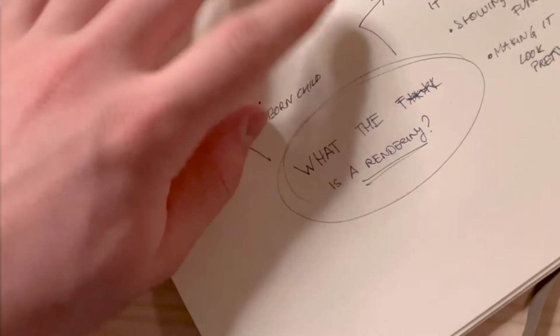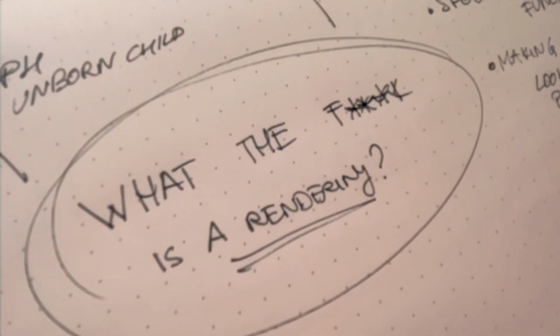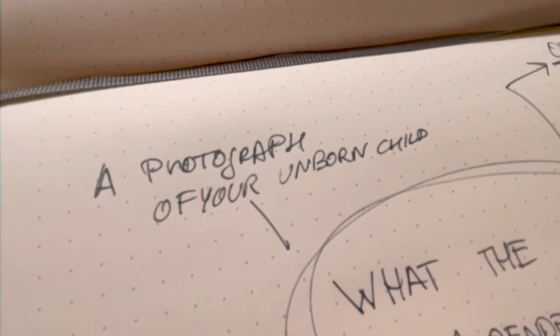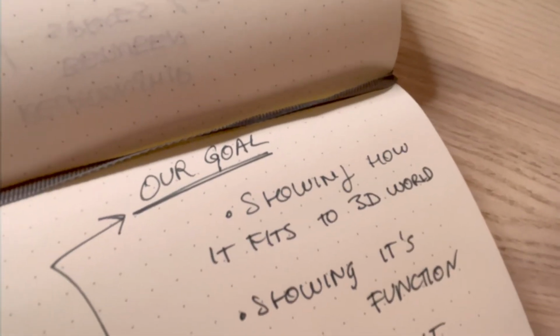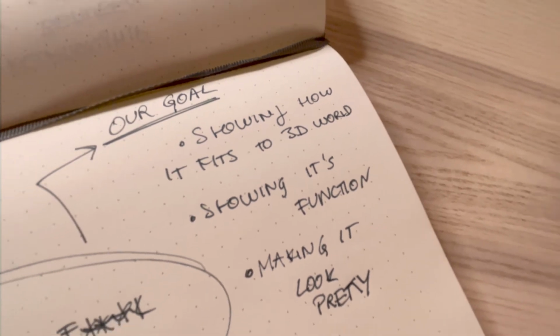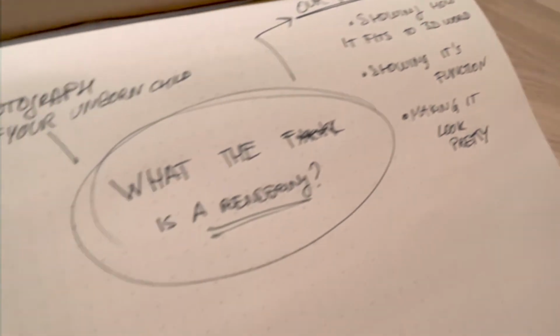What is a rendering, a collage, a perspective? What does it do? So think of it as a photograph, because it literally is a photograph of your unborn child. Our goal as an architect is basically telling a story, showing the building in the three-dimensional real world space and showing its function, and to make it really attractive to someone else.